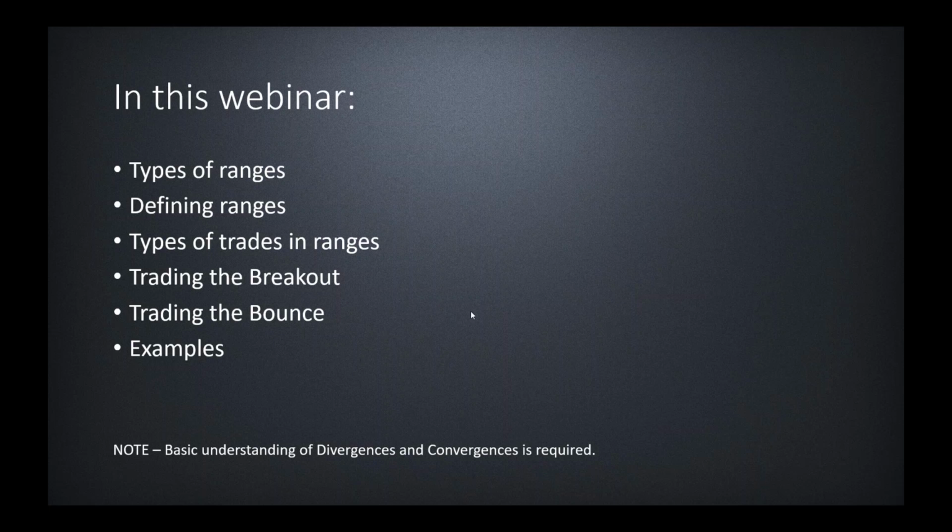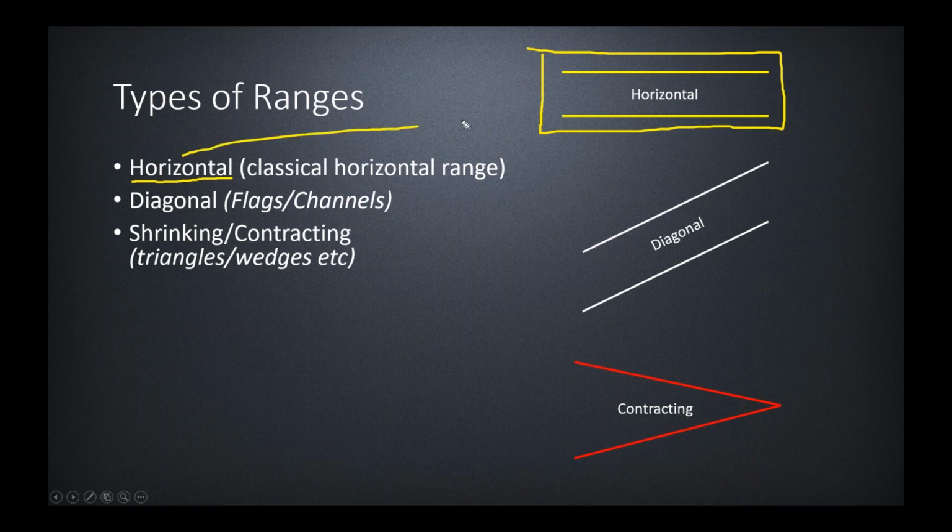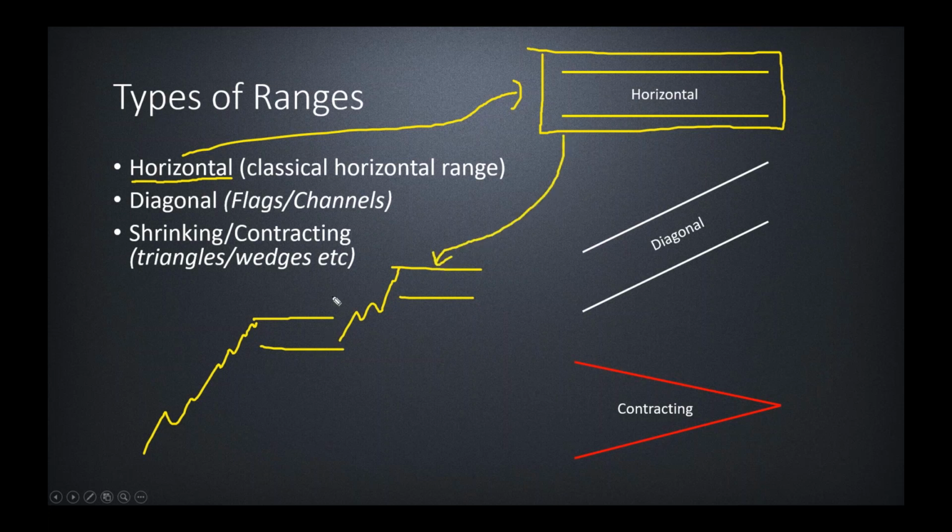Okay, so let's begin. The very first thing we're going to talk about is the types of ranges. Now, most of the people, when they hear range, think about the horizontal idea of range. This is the classical range, and usually traders refer to ranges in this form because you have trend, and then you have range, and then you have trend, and then you have range, right? So that's why, in my opinion, most of the time that would be the association that you're going to make when you hear a range.